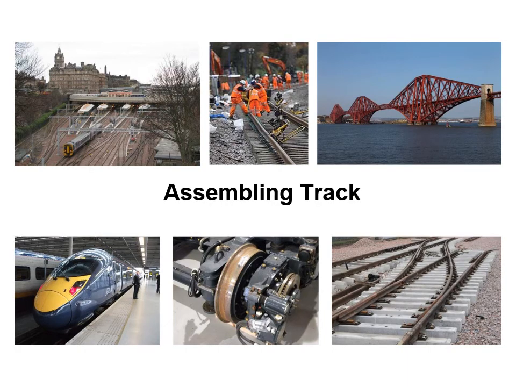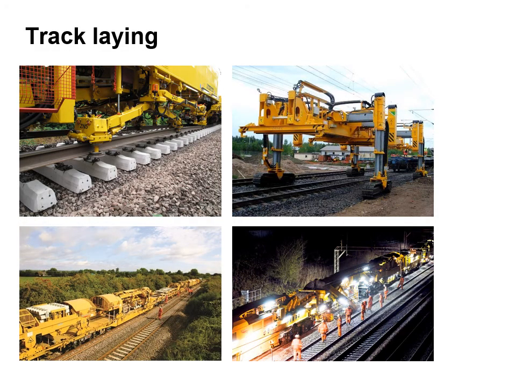The assembly of track has developed from being a very labour-intensive process to a process which now sees lots of automated plant, equipment and machinery being used. Track laying equipment is extremely complex, and it's quite difficult to explain how these machines function and operate from a series of photographs. So what I've done is I've put together some YouTube footage showing the machines in operation.